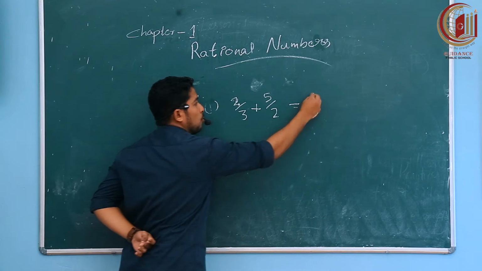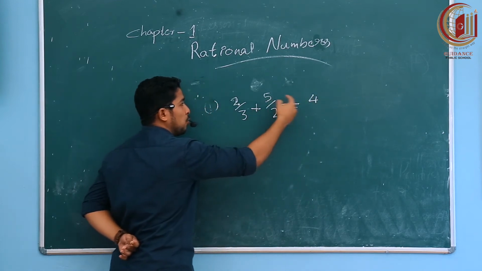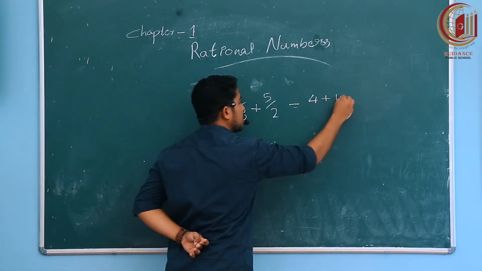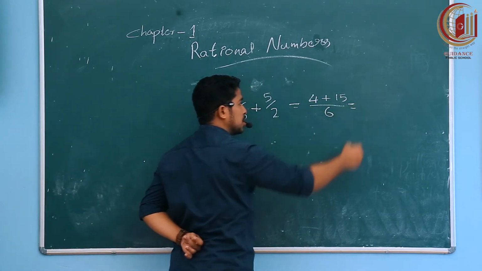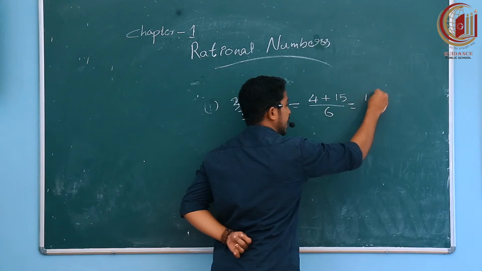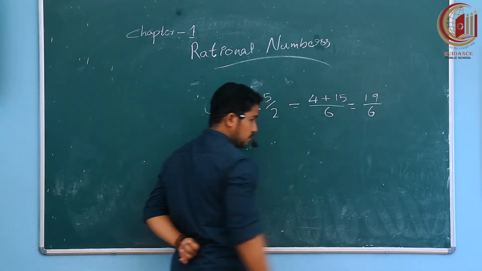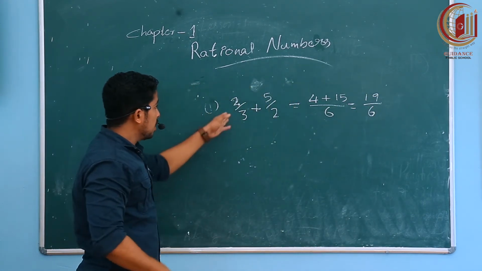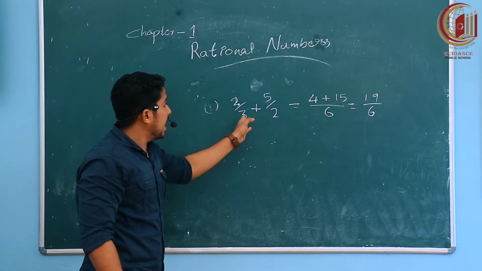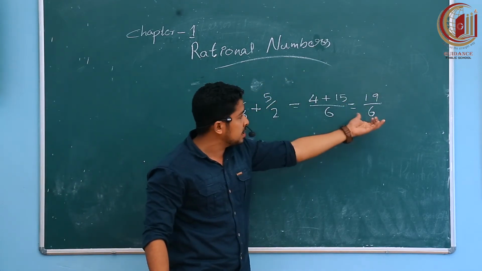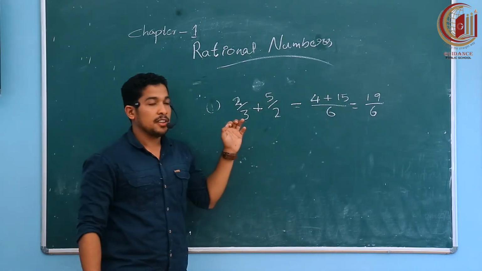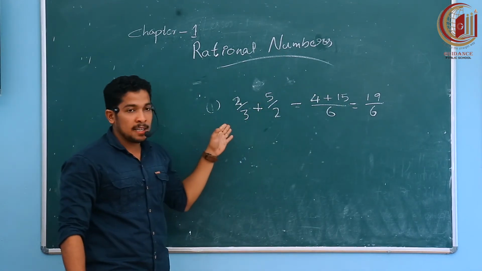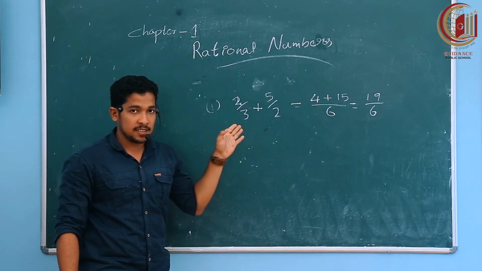2 into 2 is 4, 3 into 5 is 15, 3 into 2 is 6, so 4 plus 15 is 19 by 6. In this closure property, the given numbers are rational and the final number we get is also a rational number. Then all these numbers are rational, so we say rational numbers are closed under addition.